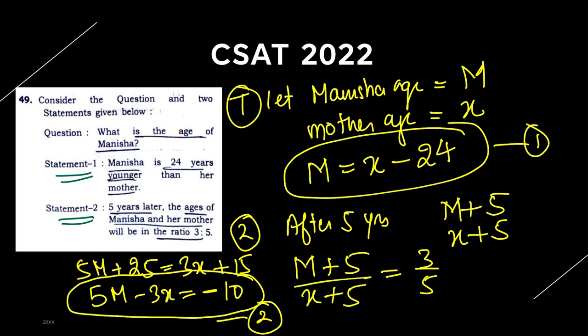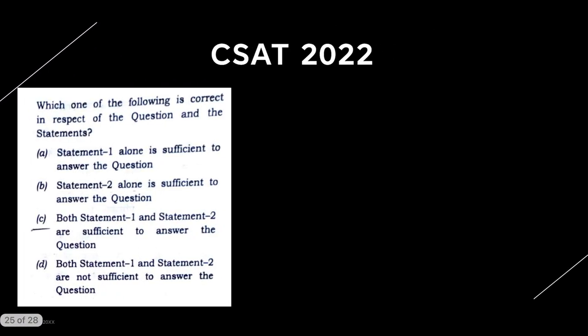Since in this question they have not asked you what the age of Manisha is, they have just asked you to choose the option from these. So you don't need to solve the question. Just simply tell them that I need both of these statements to come to an answer. These two statements together are sufficient to answer the question. I hope this is clear.